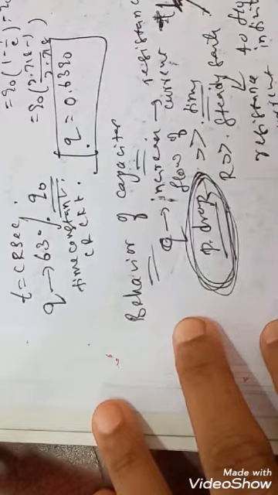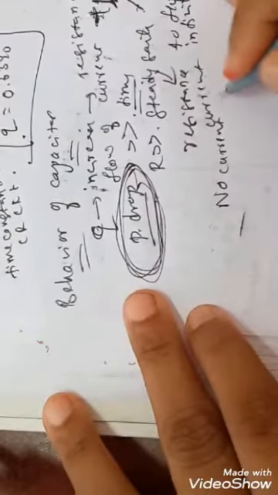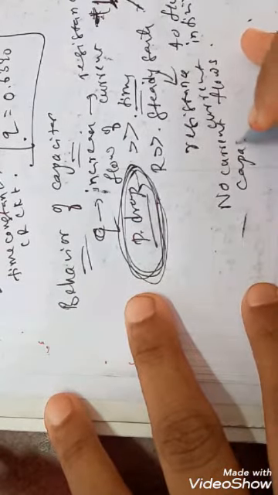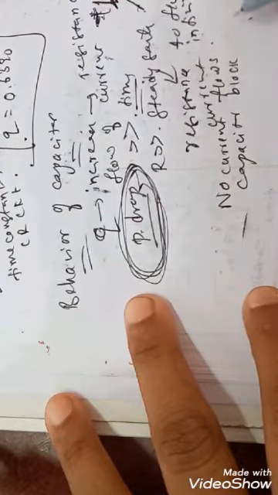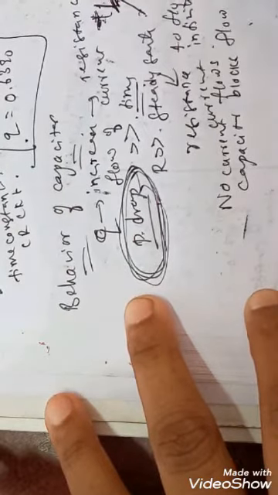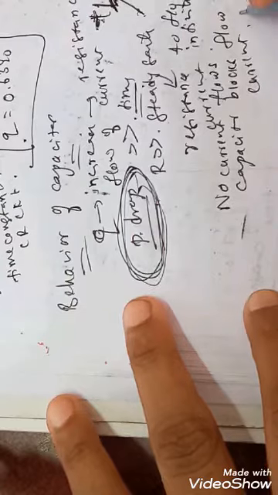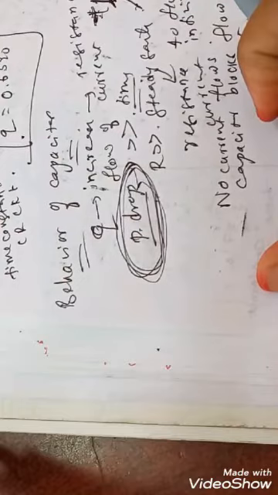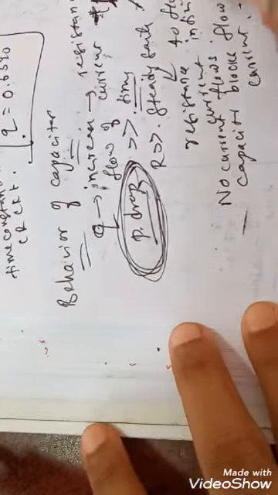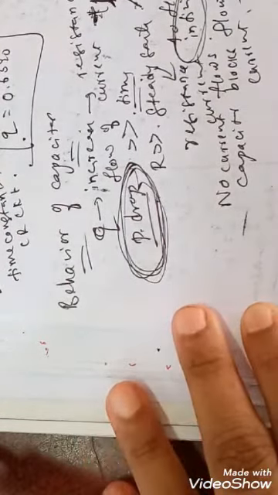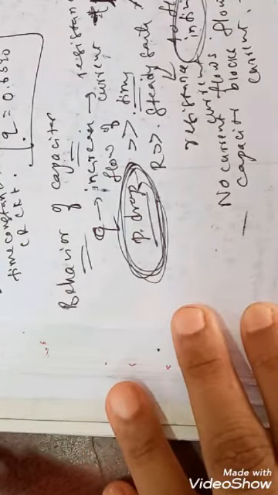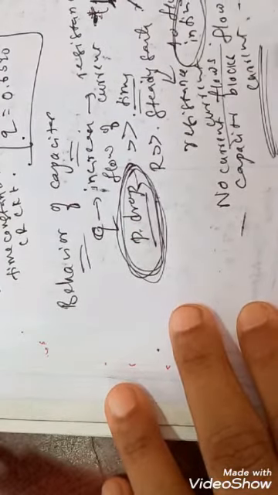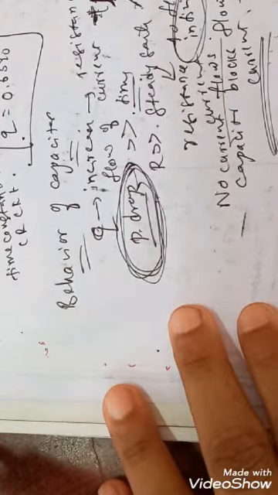Now no current flows through the capacitor. In such a way, the capacitor blocks the flow of current. How does the capacitor block the flow of current? At steady state the resistance becomes infinity, becoming more and more. Infinity means it never allows any current to flow through it. In such a way, the capacitor is blocking the current.